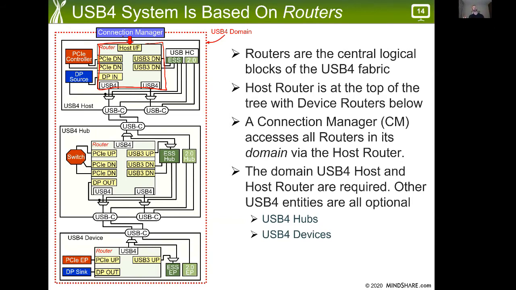And of course, we can have different kinds of devices, as we'll see. You can have a USB 4 host, USB 4 hubs, USB 4 peripherals, USB 4 docks, but every one of those kinds of devices has a router. So it's kind of that central logical block, as it says here.